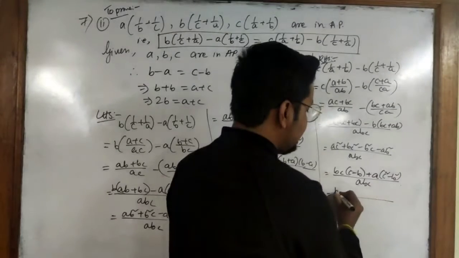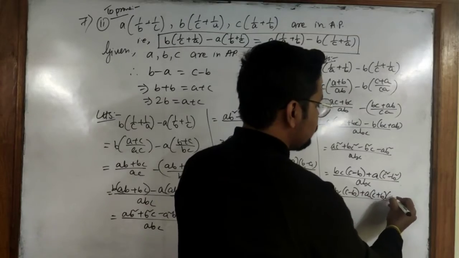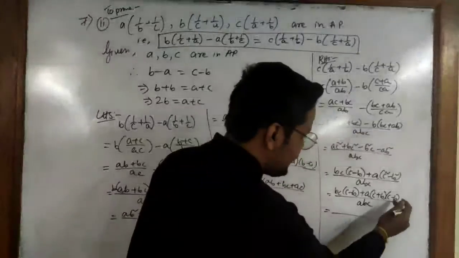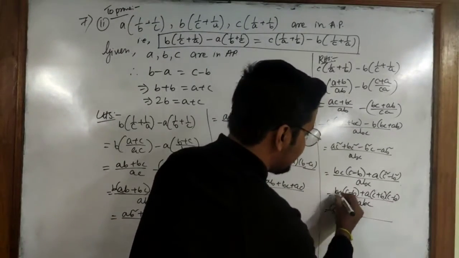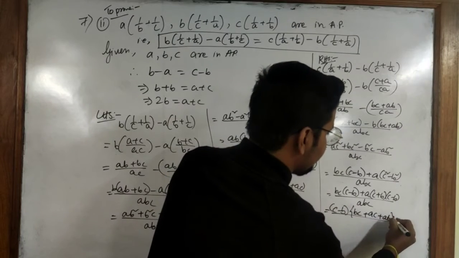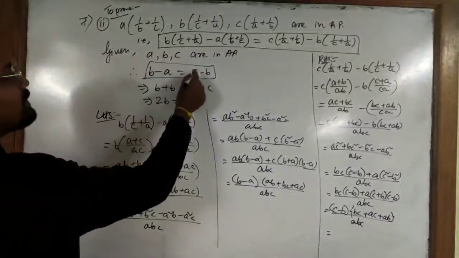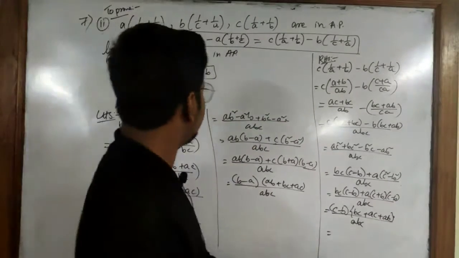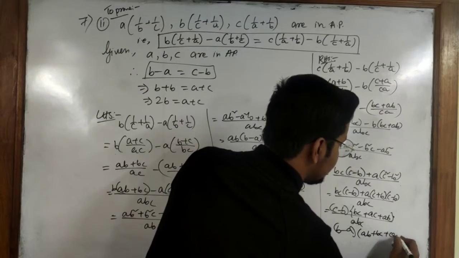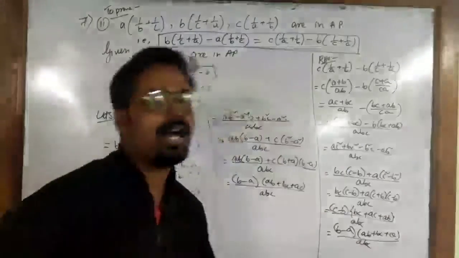Let me take again the same process: (C minus B) plus A into (C plus B) into (C minus B), by ABC. From here we will take C minus B common. If I take C minus B, I am left with BC plus AC plus AB by ABC. Now if you check, B minus A and C minus B are equal. So in place of C minus B, I can write (B minus A) into (AB plus BC plus CA) by ABC. So see, the LHS and the RHS are now equal.